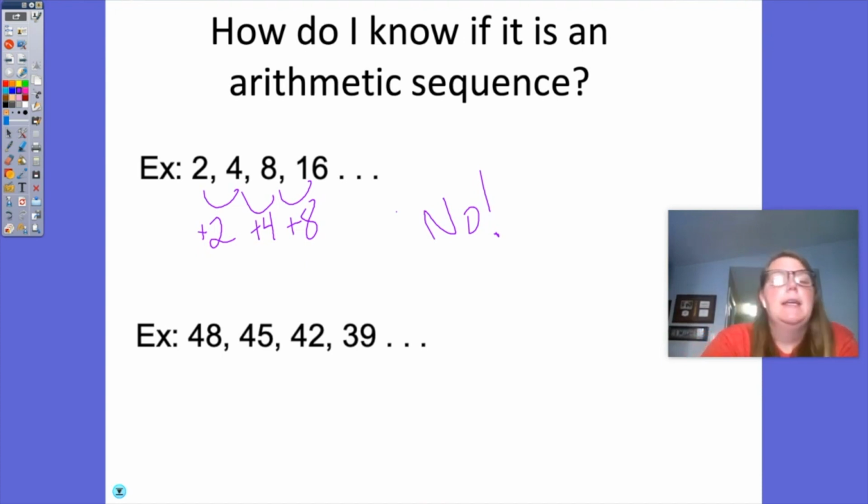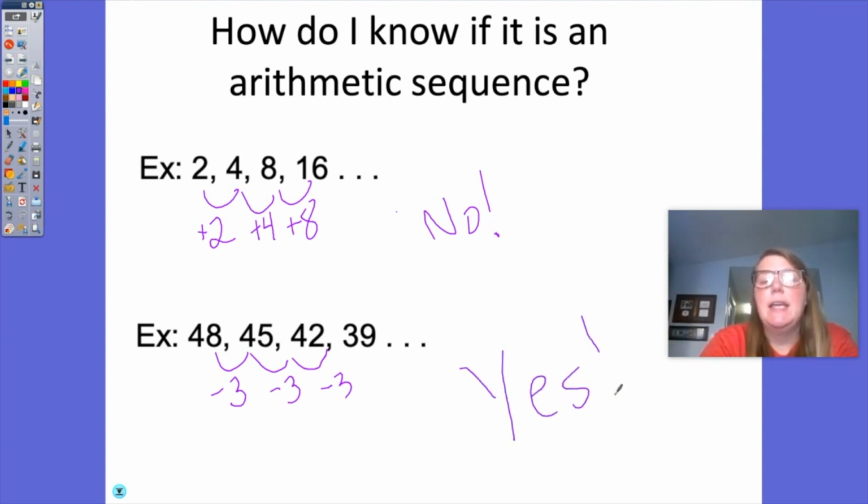Now, if we look at the second one, from 48 to 45, that's decreased by 3. 45 to 42 is decreased by 3, and 42 to 39 is decreased by 3. So since it is the exact same decrease each time, we would consider this sequence arithmetic.